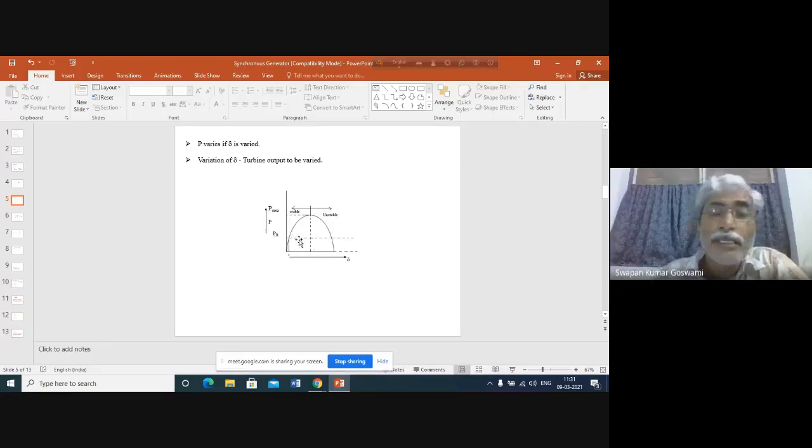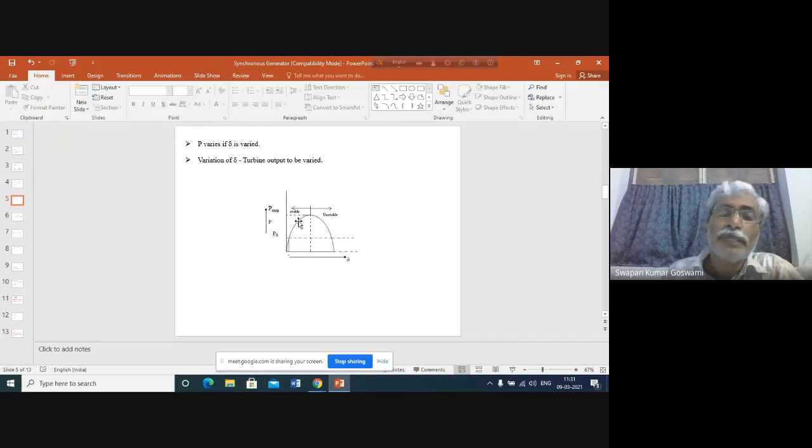Now assume that we are attempting this power increase each time by a very small amount. And we have arrived at this point in the first shift. The second shift, let us increase the value of P input further.